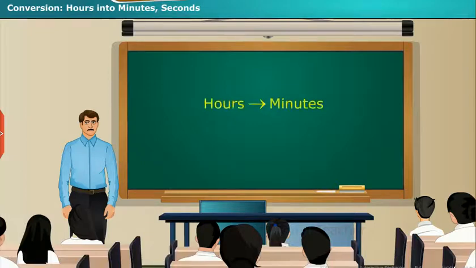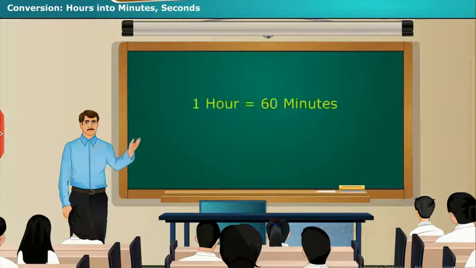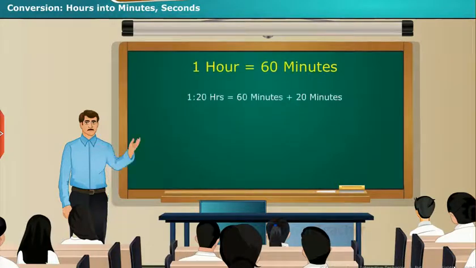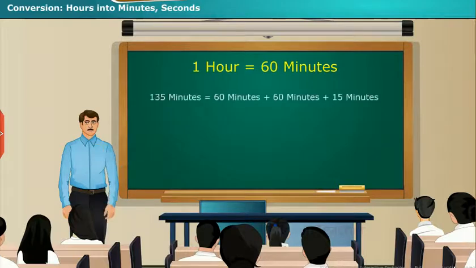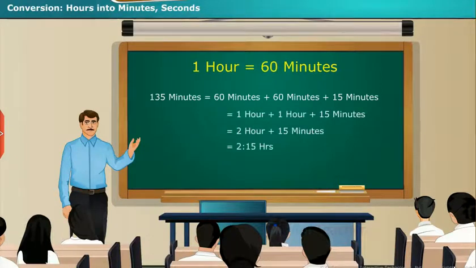In this section, we are going to learn the conversion of hours into minutes. Dear children, we know that 1 hour is equal to 60 minutes. For example, 1 hour and 20 minutes is equal to 60 plus 20 minutes. Altogether, it will take 80 minutes. In the same way, 135 minutes is equal to 60 minutes plus 60 minutes plus 15 minutes. That is equal to 2 hours and 15 minutes.